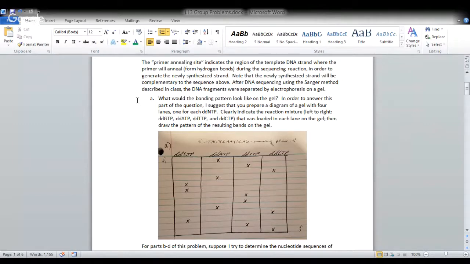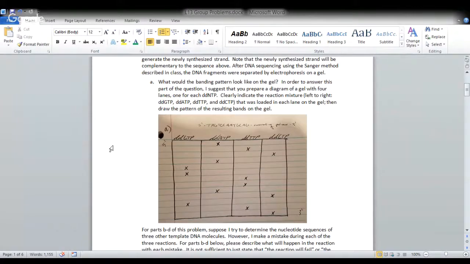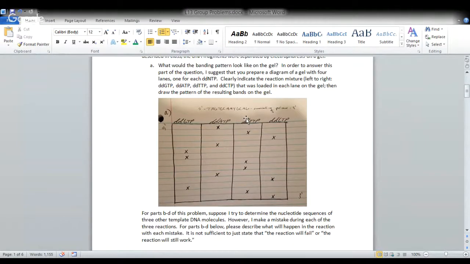After DNA sequencing using the Sanger method described in class, the DNA fragments were separated by electrophoresis on a gel. So A is asking what would the banding pattern look like, and it tells you how to set it up using the different ddNTPs and dNTPs. And so basically, all you have to do is we have our strand given to us 5' to 3', and negative is going to be up top, positive is going to be below, so 3' and 5' like I have marked here. And you can start really at either way and fill out your table that way.